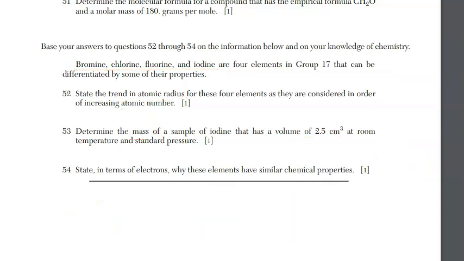For 54, state in terms of electrons why these elements have similar chemical properties. Hopefully you remember when you have a group and you look at the different electron configurations of the elements in that group, they all have the same number of valence electrons. And it's those electrons that are involved in bonding. If you're not sure, go to the periodic table. Let me show you over there.